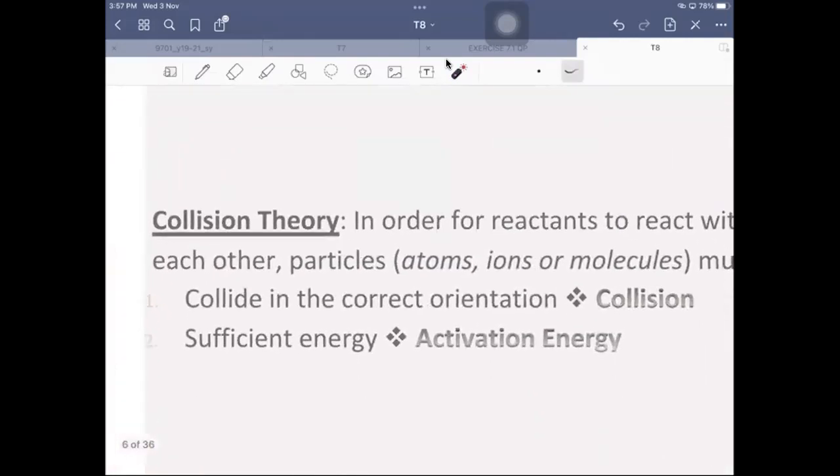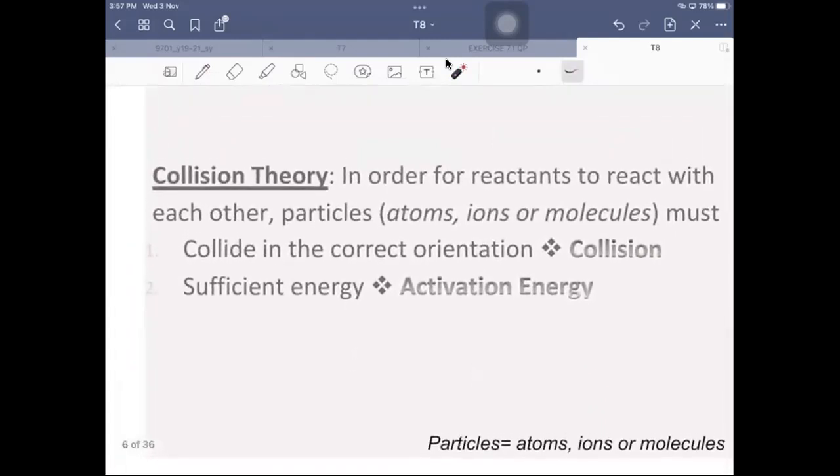Next is looking at collision theory. Okay, so this collision theory is saying that in order for reactants to react with each other, the particles, either we're talking about atoms, ions, or molecules, must fulfill these two requirements. First, it needs to collide in the correct orientation. That means they have to meet at the right angle. Okay, the molecules have to hit each other at the right angle. So if they can do this, then you will have collision, okay, successful collision.